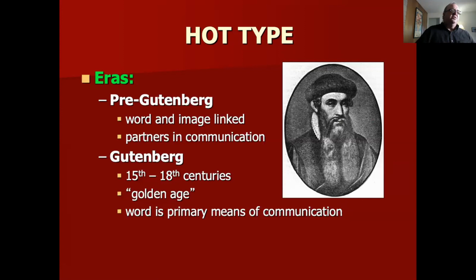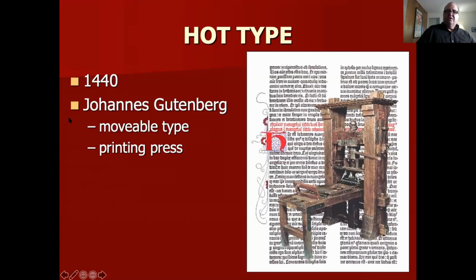First one was what we call the pre-Gutenberg era, where the words and the images were linked, where you had words and images together to a great degree. By the time Gutenberg came along, you have the Gutenberg era, the 15th to the 18th century, which was kind of a golden age of growth for printing and publishing, and words became the primary means of communication. They didn't depend so much on illustration. They were still used, it's not that they weren't, but because of the invention of the printing press, words became the primary means of communication, and printing really was a huge boon.